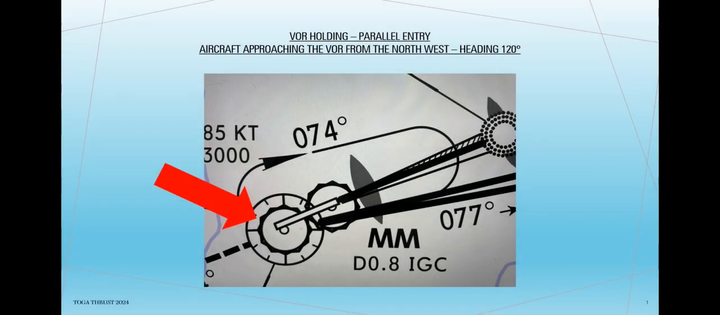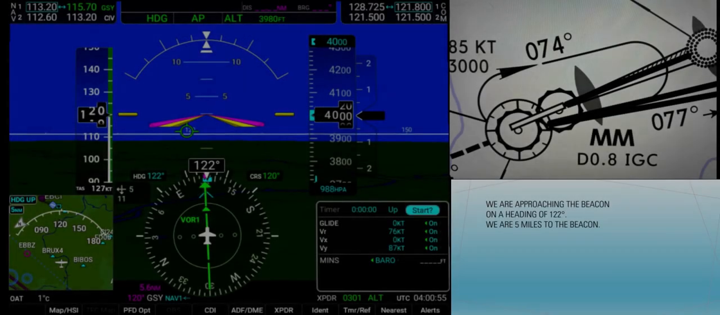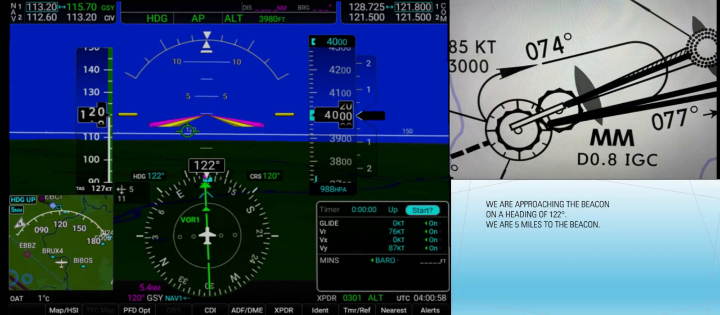VOR holding, parallel entry. Aircraft approaching the VOR from the northwest, heading 120 degrees. We are approaching the beacon on a heading of 122 degrees. We are 5 miles to the beacon.